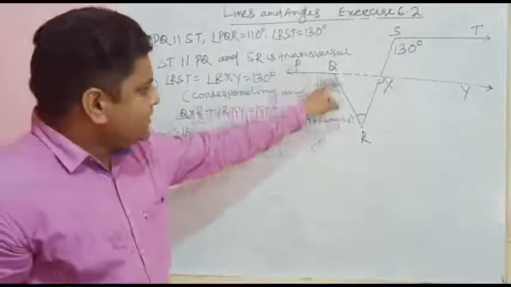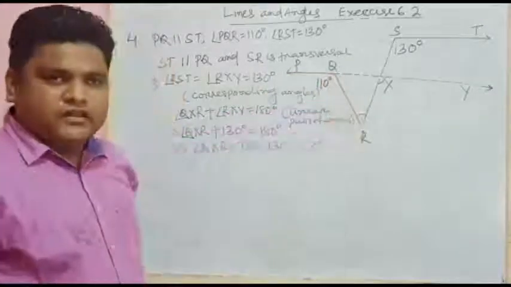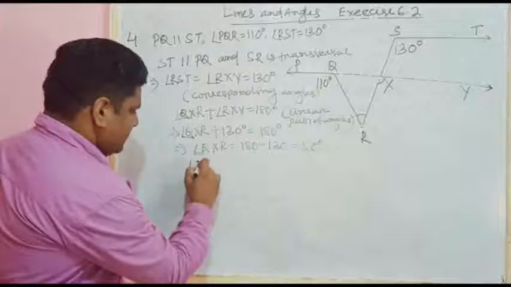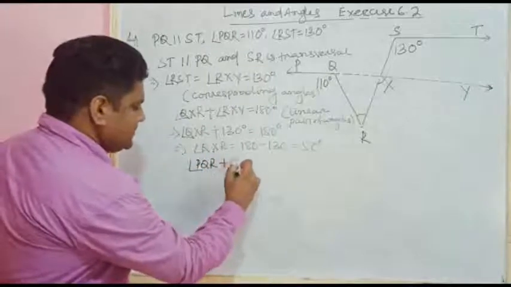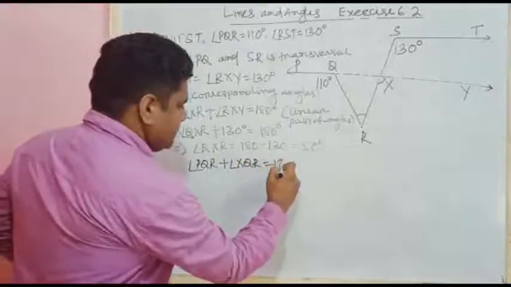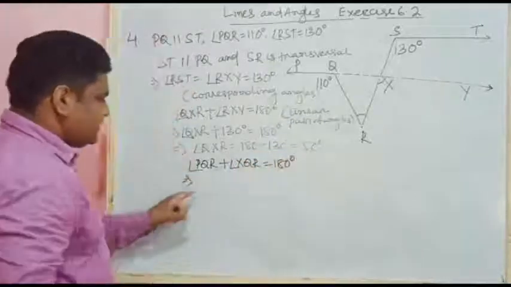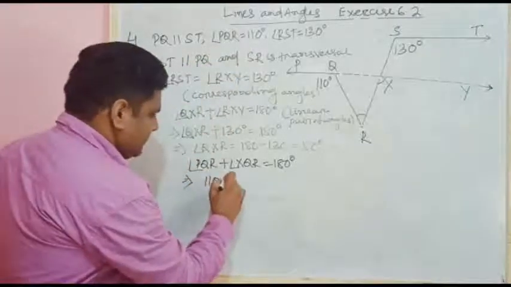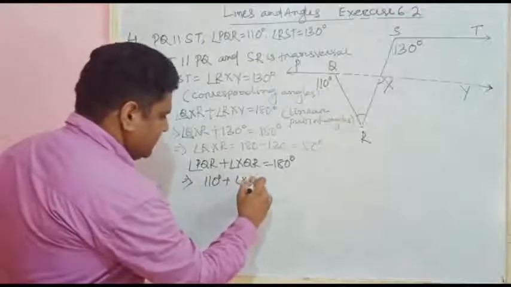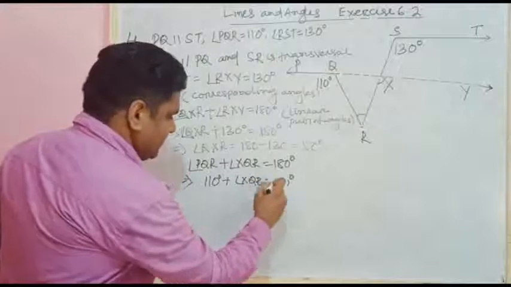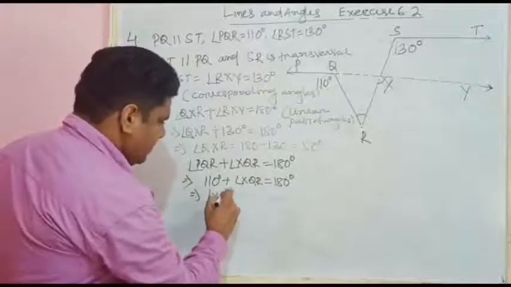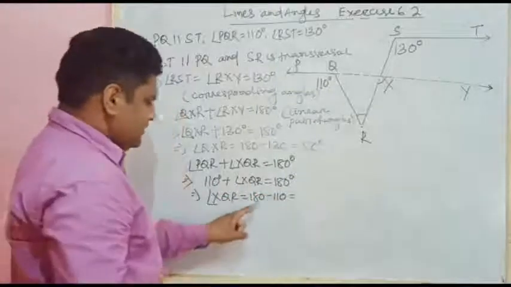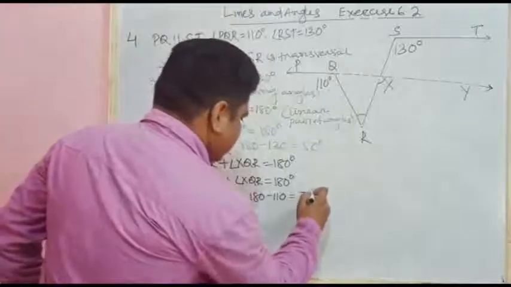Now angle PQR and angle XQR both are also a linear pair of angles, so we can write angle PQR plus angle XQR is equal to 180 degrees. So this implies that in place of PQR we can write 110. So it will be 110 plus angle XQR is equal to 180 degrees, or this implies that angle XQR is equal to 180 minus 110, which is 70 degrees.